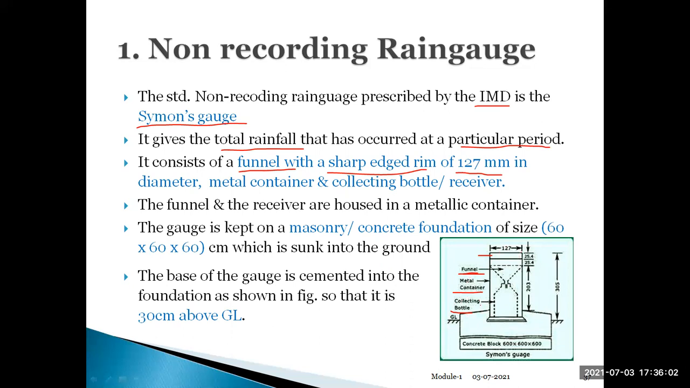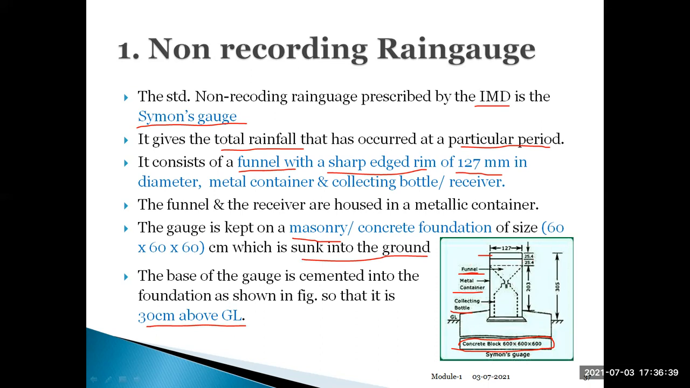In the figure you can see both are kept inside the metallic container, and the gauge is kept on a masonry or concrete foundation, which has a size of 60 by 60 by 60 centimeter, and it is sunk into the ground. The base of the gauge is cemented into the foundation, so that it is 30 centimeter above ground level.